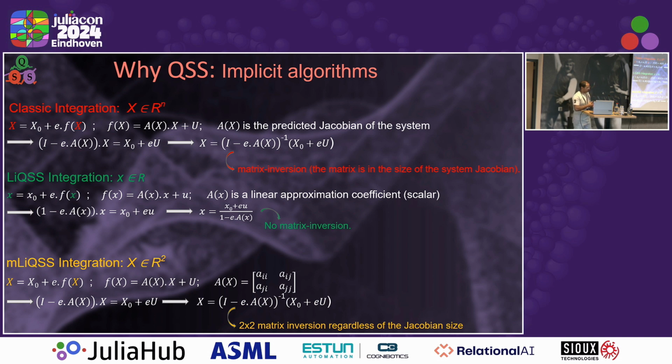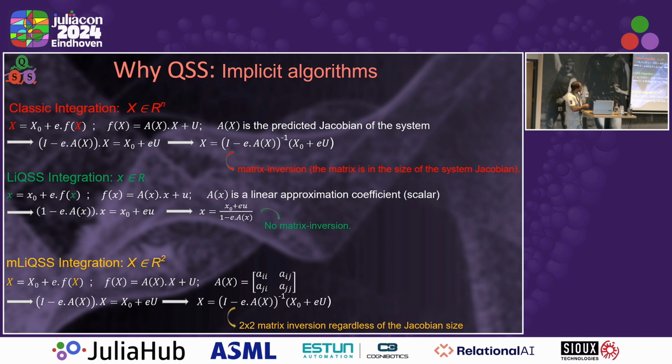Then, besides the QSS from the beginning, we see that it has cheaper steps. Also, the implicit method has a huge advantage. We know that in the classic methods, if we have an implicit algorithm, then we have this unknown x, which is a vector, since we need to update all the variables. And if we want to find this x, then the math will lead us to a matrix inversion in the size of the system.